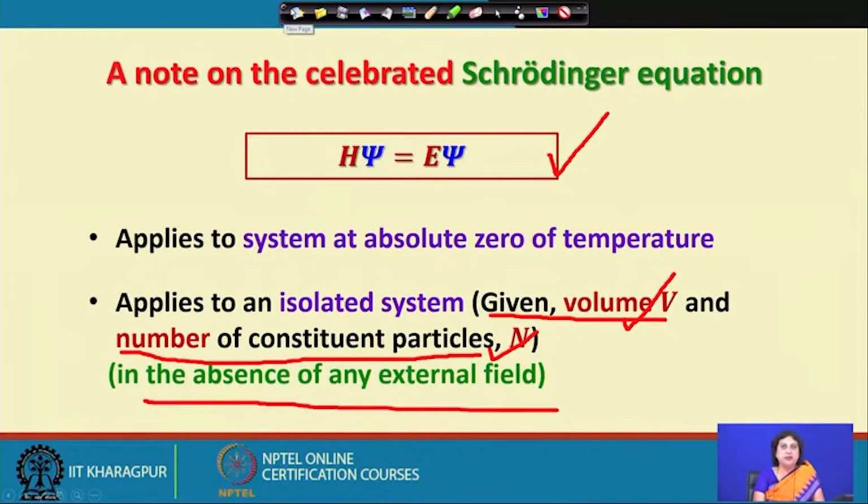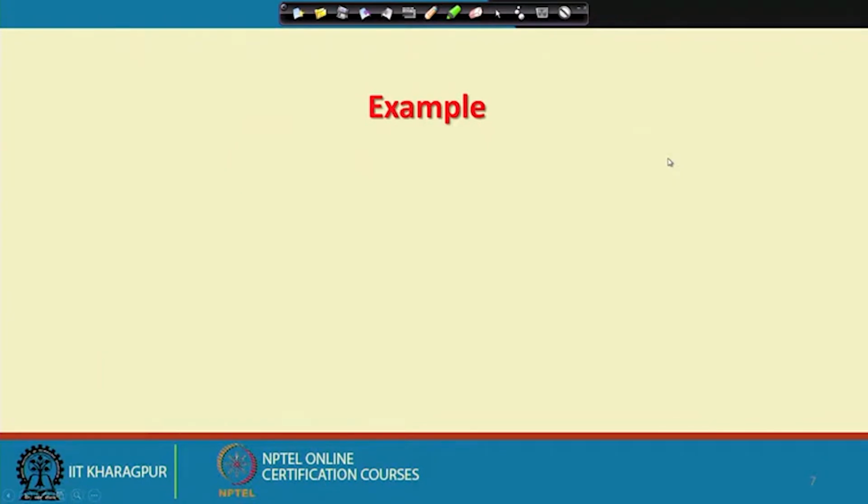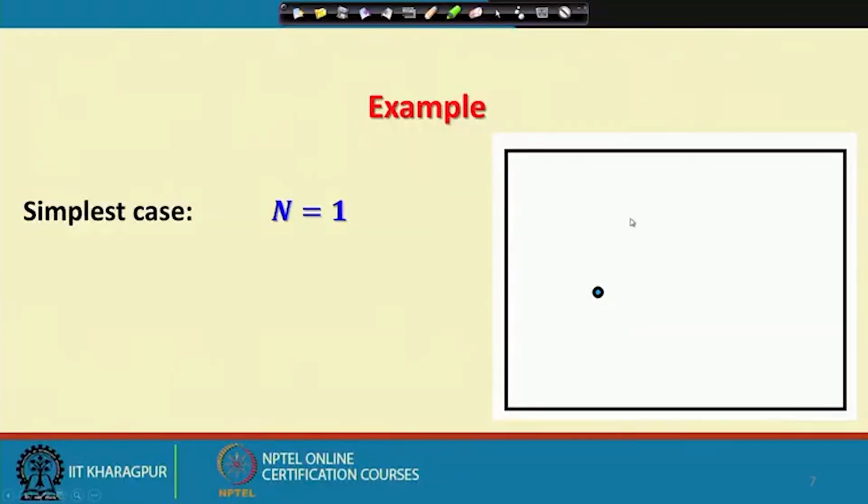Now, with this background in mind, let us go and have a look at some of the examples as to how these solutions can be used to describe the microscopic states of a system. We will start with the simplest case where there is only one particle present in the system. So, typically this would look like this picture. You have a huge system and there is probably one particle present in it.